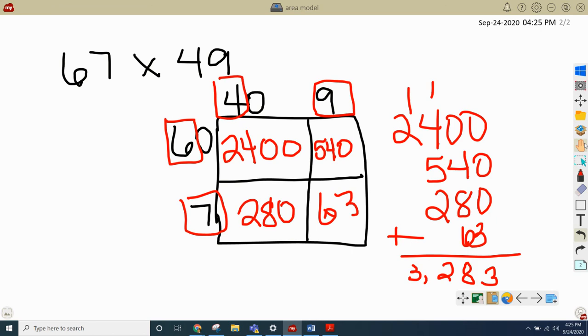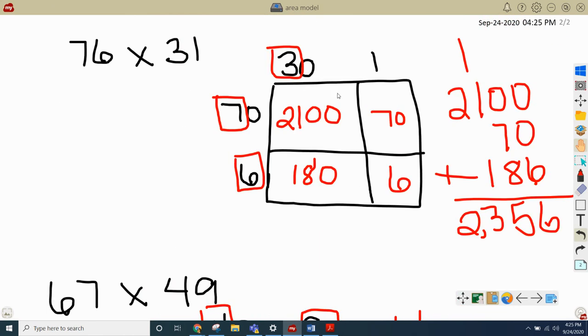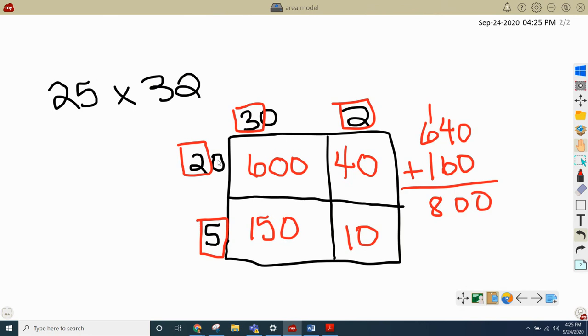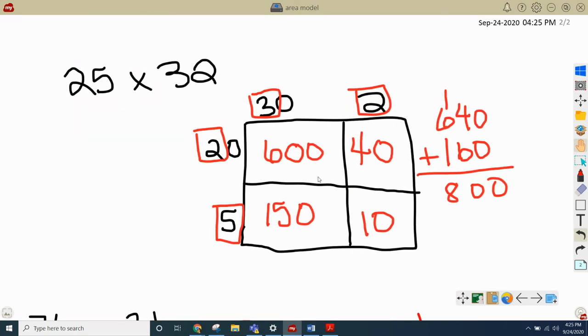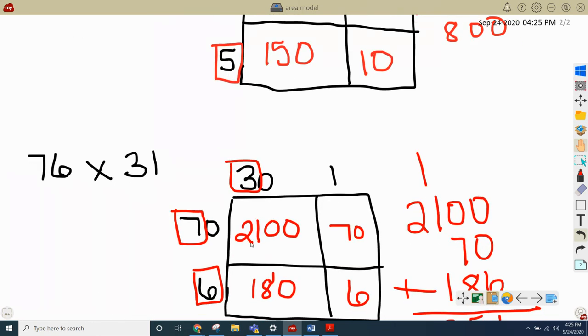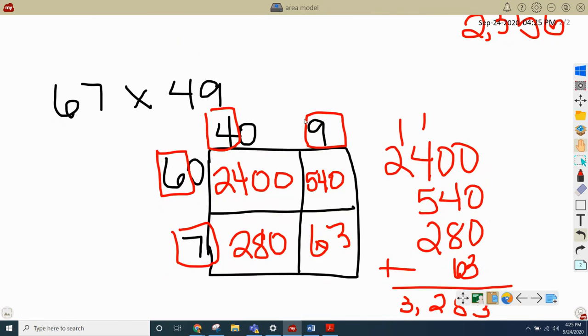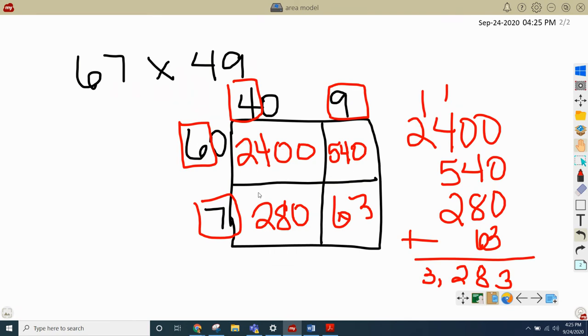Okay, now if you notice, we did the same steps on all the problems we did. We drew our box, we broke down our two numbers, and then we multiplied each part of the number. We multiplied the tens by the tens, the tens by the ones, the ones by the tens, and the ones by the ones. So 4 total multiplication problems. Even if you were doing the standard algorithm, you would still be doing 4 separate multiplication problems. This is just another way to represent it. We also just added all our partial products at the end. So we did the same thing on each problem with different numbers.